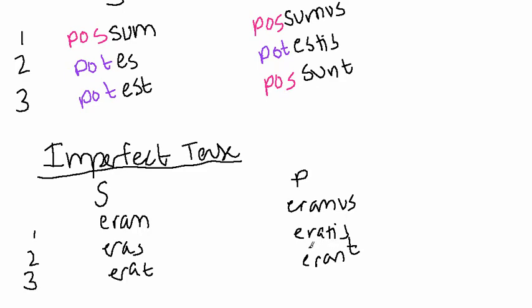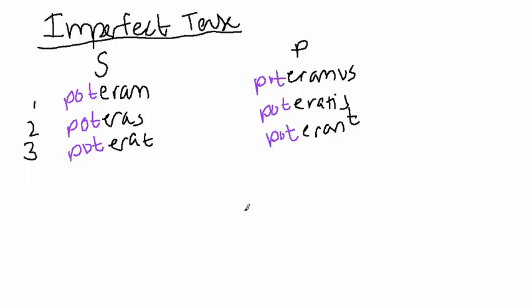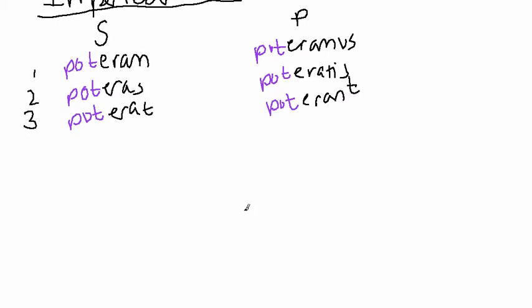Okay, so if we follow the rule, since all of them start with an E, let's put POT in front of them. Poteram, poteras, poterat, poteramus, poteratis, poterant. There you go. Okay, so now again for the perfect, actually, let's do the future right now.